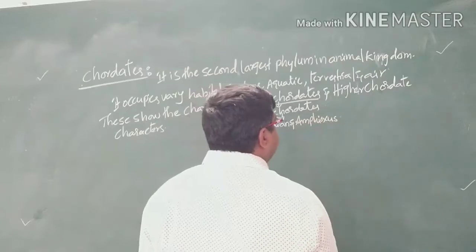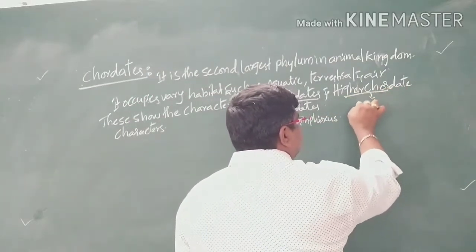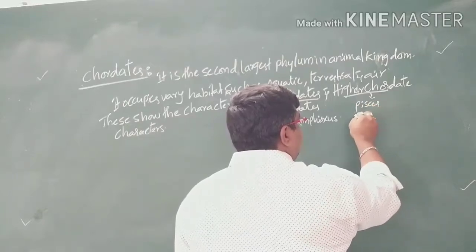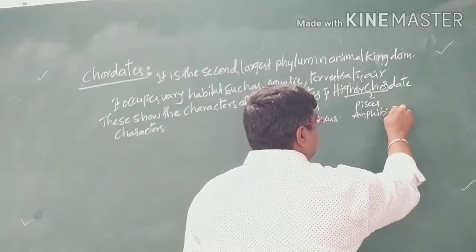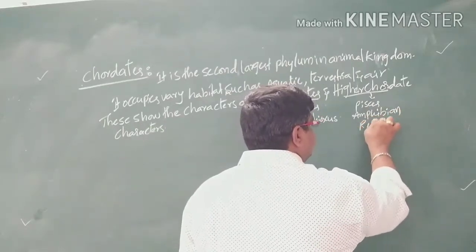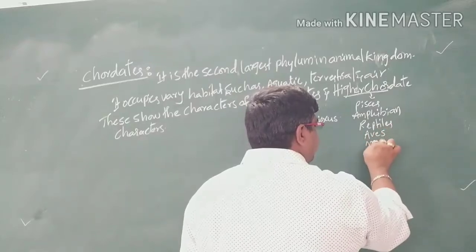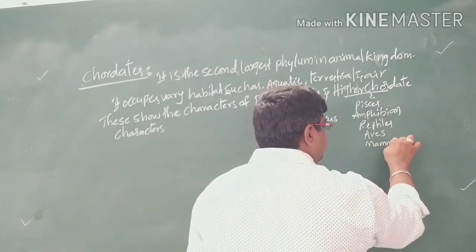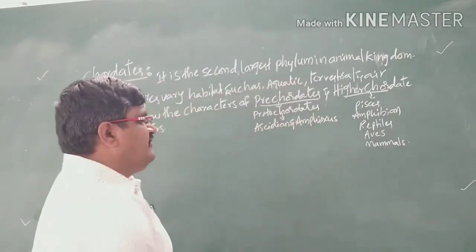So these are the primitive chordates, where the higher chordates will show the species: amphibians, reptiles, aves and mammals.